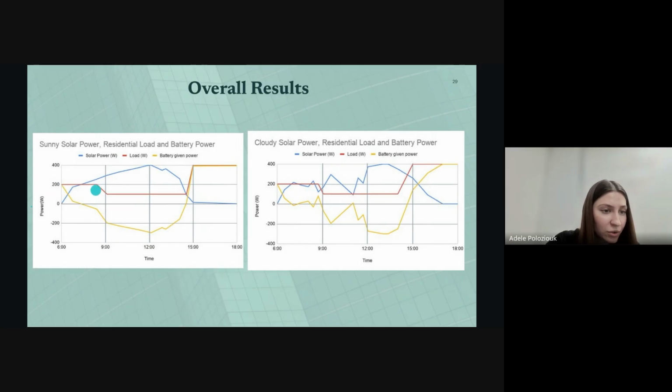And at one point, when the solar power reaches enough energy to actually provide to the residential load, here's when we can see the battery start to charge, because there's more than enough power provided by the solar power to use the excess power to start charging the battery. And then later we can see once it dips underneath the required line by the load, that's when the battery starts discharging to help meet the needs of the load. The same idea in relationships is seen here during the cloudy day.